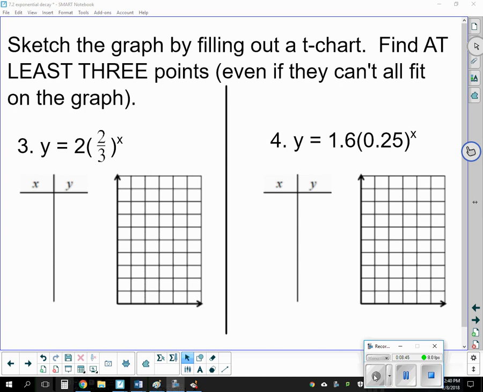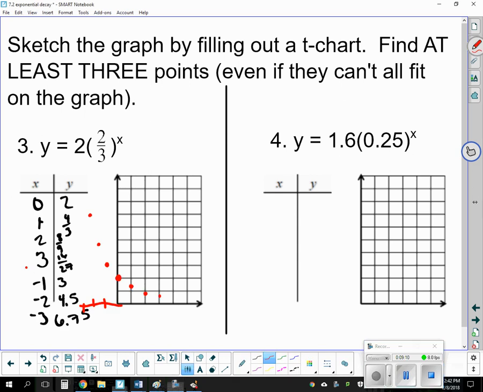You're welcome. Okay, sketch the graph by filling out the t-chart. Find at least 3 points even if they don't all fit on the graph. Take a look at these two. They are both decay. Your growth factor is less than 1, but greater than 0. I'm going to pause the video. I want you guys to try a couple of these first.